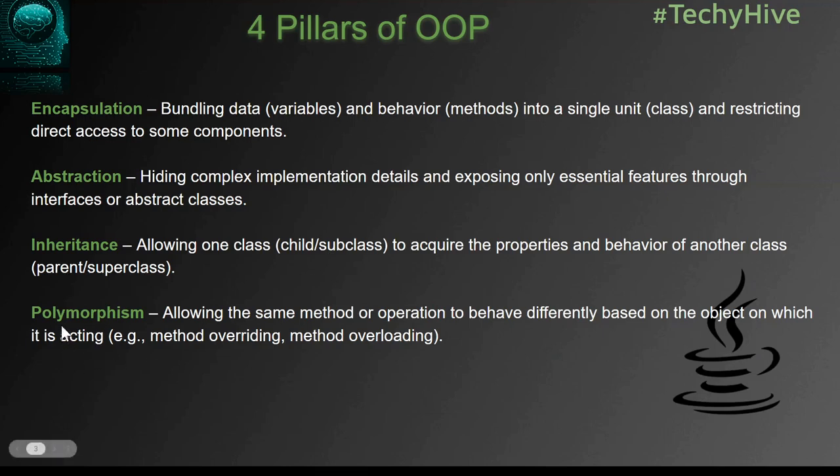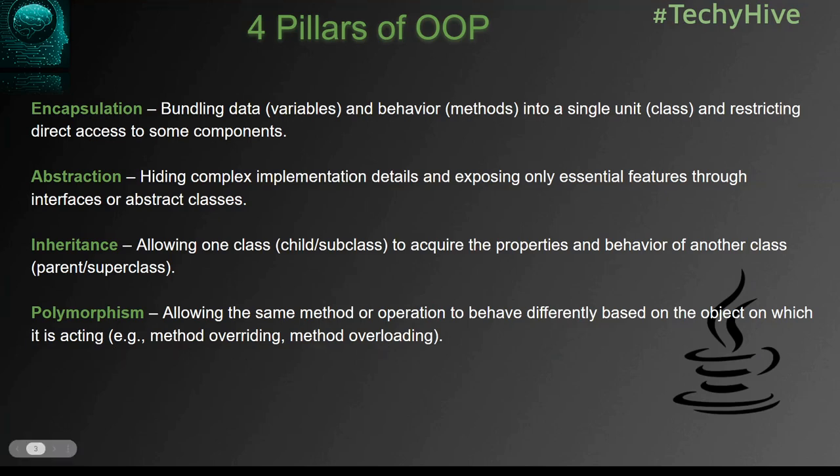Next pillar is polymorphism, allowing the same method or operation to behave differently based on the object on which it is acting. So polymorphism provides a way where the same method invoked on different objects behaves differently. And this is achieved through method overriding and method overloading. Method overriding exists in any inheritance. In method overloading, a method can have different arguments but the same name, and this is called static polymorphism or compile-time polymorphism. So remember, method overloading is compile-time polymorphism, and method overriding is runtime polymorphism.